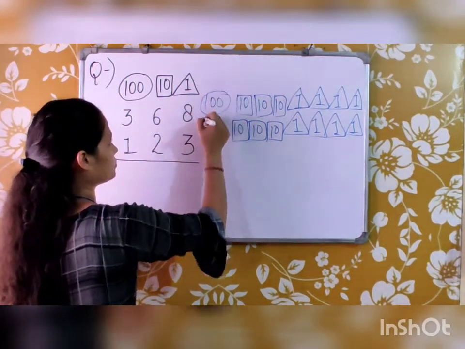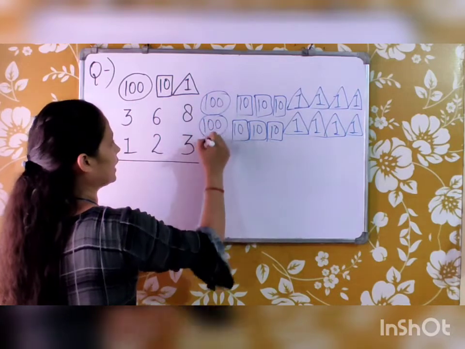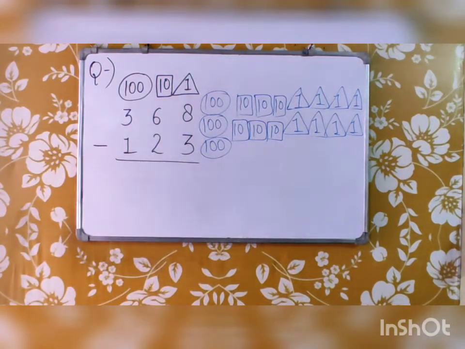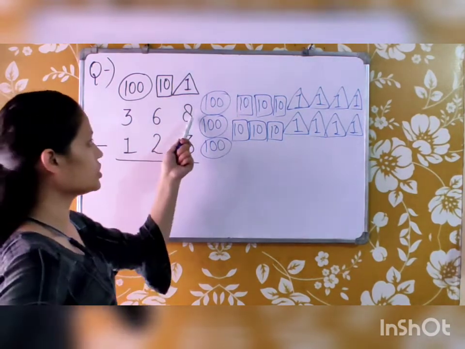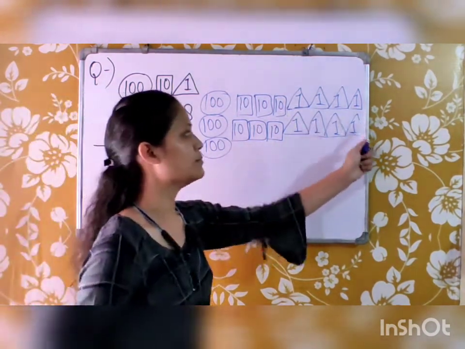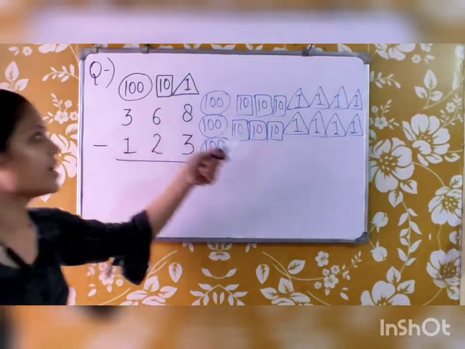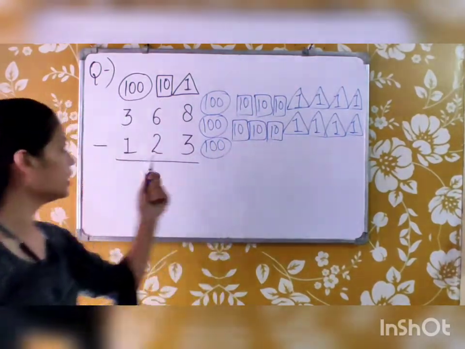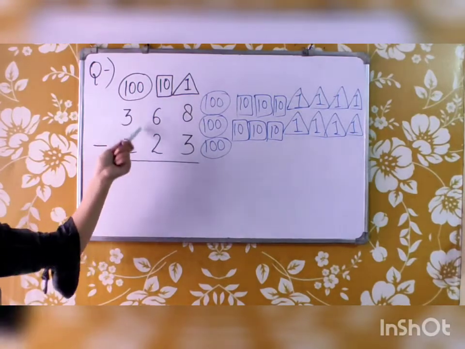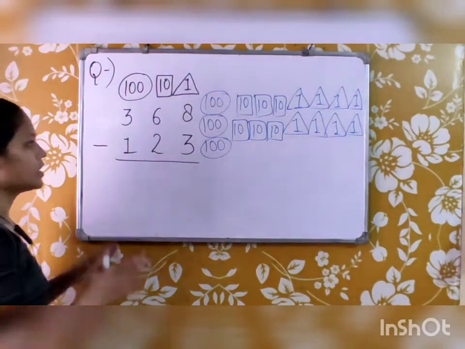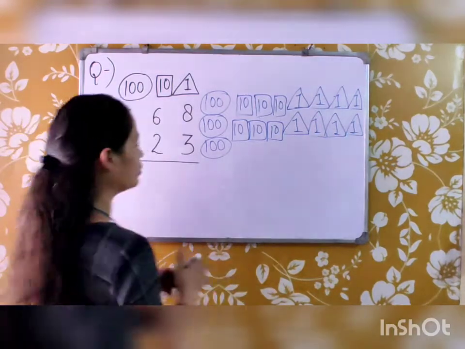1, 2 and 3. We have written 3 times 100. So 8 was written in the ones place, so we have written 8 times 1. 6 was written in the tens place, so we have written 6 times 10. And in the hundreds place 3 is written, so we have written 3 times 100. Clear? Now how do we subtract?